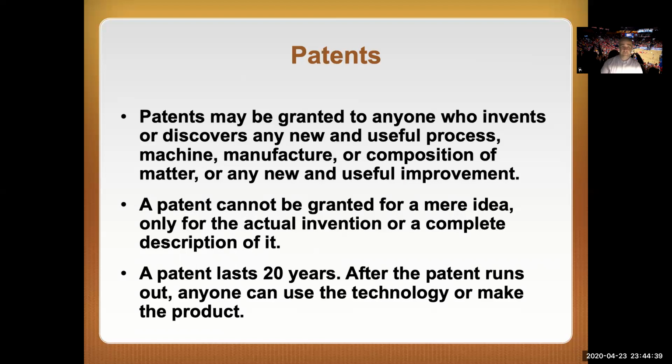A patent lasts for 20 years. After the patent runs out, anyone can use the technology or make the product. An example of a patent would be Velcro. That was patented, and so after 20 years, the patent lapsed. People could rip off and use Velcro all they wanted. The same goes for any other product that's been in use through the years. It inevitably started out as a patented product, but after 20 years, when the patent lapsed, it could be knocked off and used by other companies.